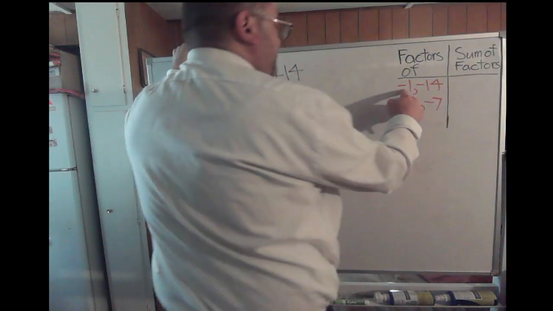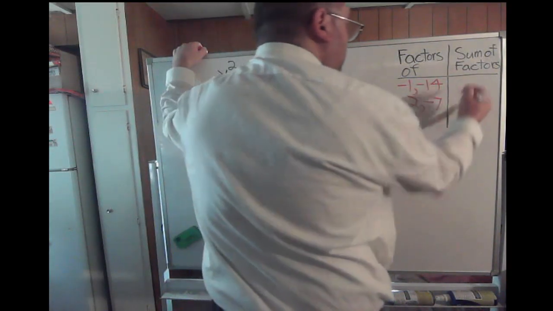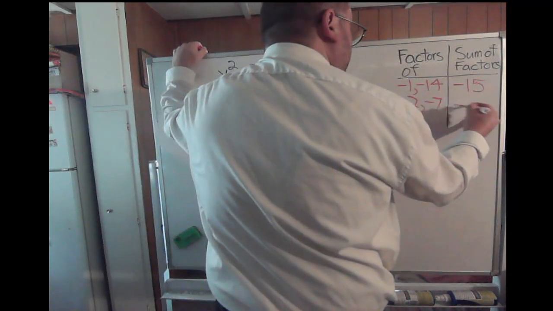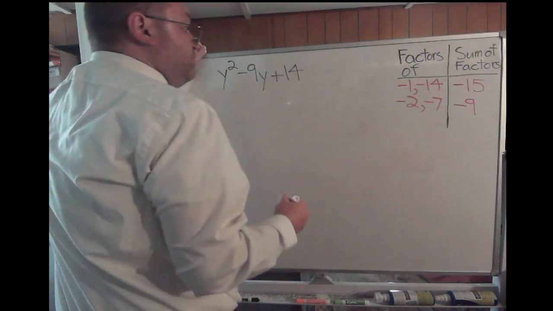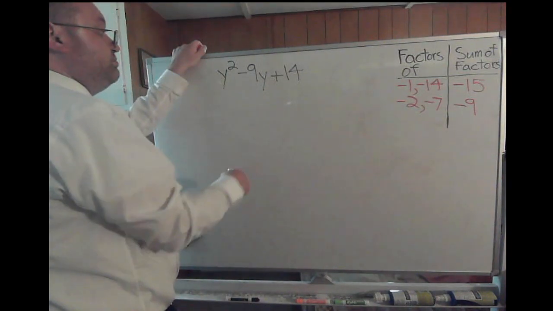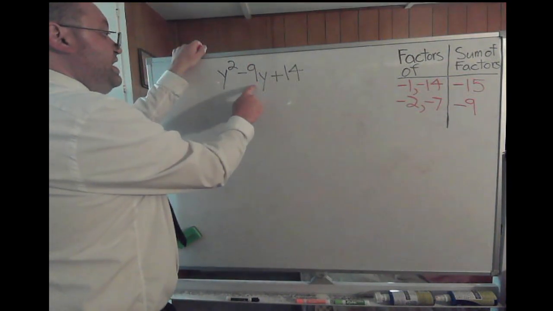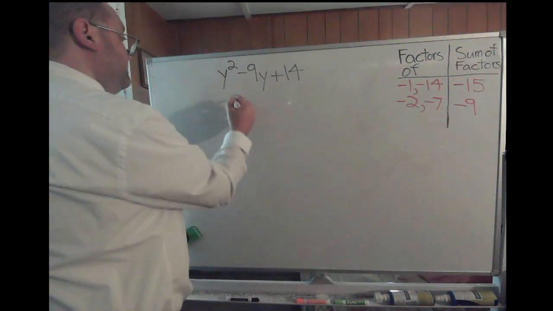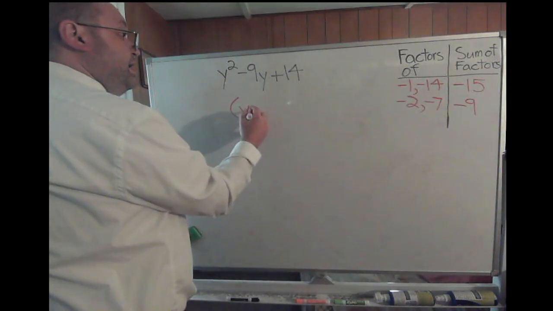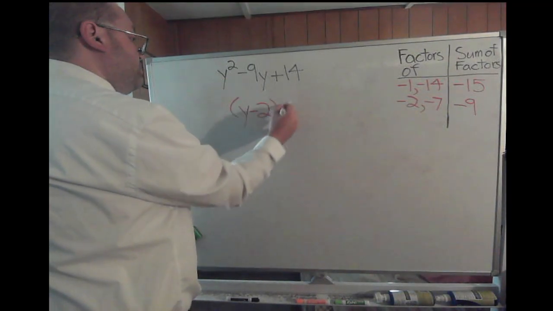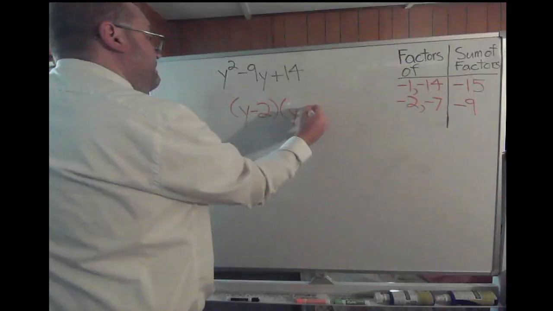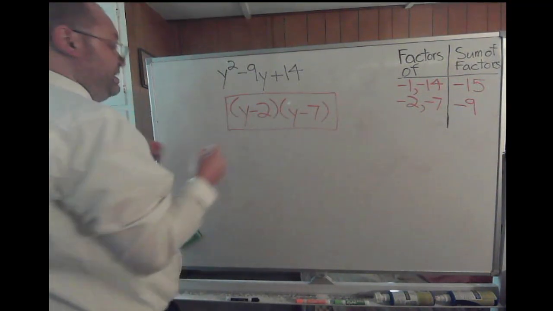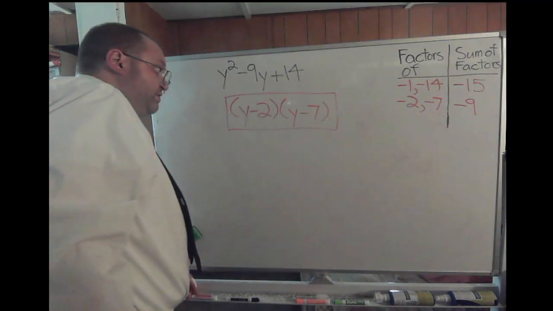So now let's add the factors. Negative 1 plus negative 14 will give you negative 15. Negative 2 plus negative 7 will give you negative 9. You're looking for the factors that'll give you the coefficient of negative 9 on your y to the first term. Well, that'd be negative 2 and negative 7. So now all you have to do is take y minus 2, that quantity, times y minus 7. And you'll get the quantity of y minus 2 times the quantity of y minus 7 for your answer.